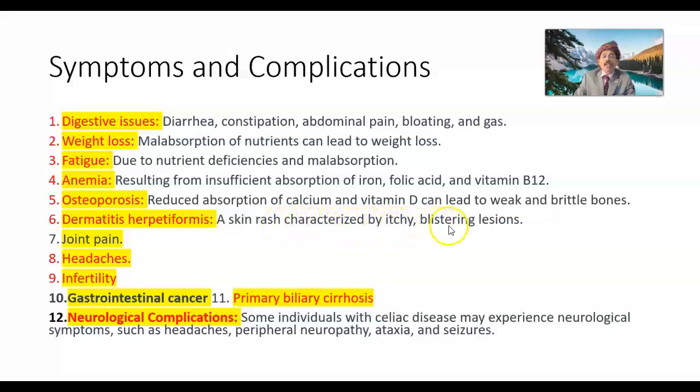Dermatitis herpetiformis, a skin rash characterized by itching and blistering lesions. Joint pain, headaches, infertility. Gastrointestinal cancer, specifically lymphoma of the small intestine like the duodenum and jejunum, may be associated with celiac disease. Primary biliary cirrhosis, liver damage, and some type of pancreatic insufficiency are seen in many cases. Individuals with celiac disease may also experience neurological symptoms such as headache, peripheral neuropathy, ataxia, and seizure.